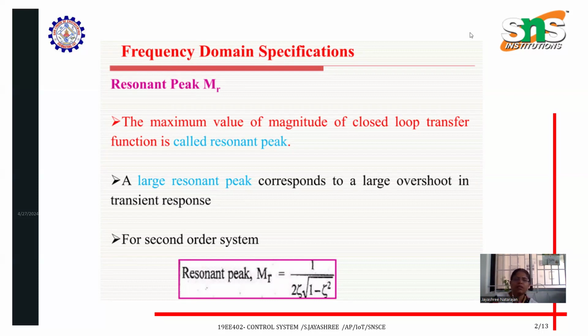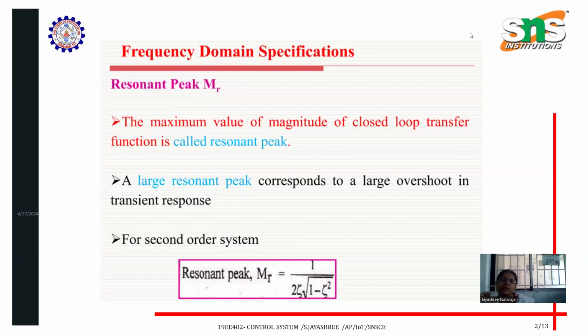So what is resonant peak? The maximum value of the magnitude of the closed loop transfer function is called resonant peak. So we measure resonant peak for the closed loop transfer function. A large resonant peak corresponds to a large overshoot in the transient response. If the system overshoots heavily after a transient, that relates to a large resonant peak.